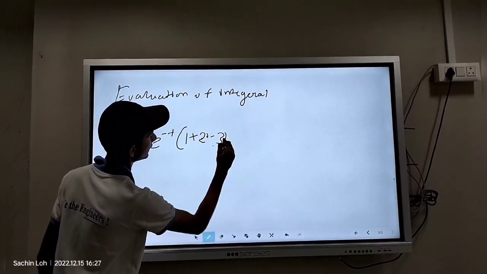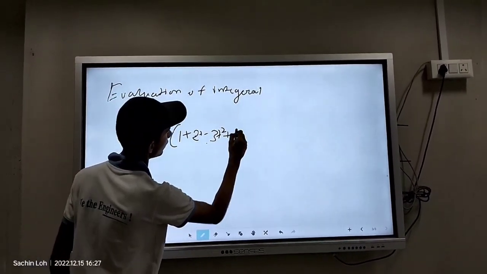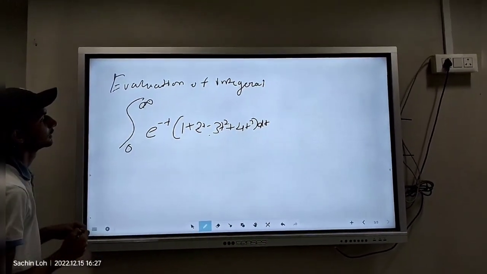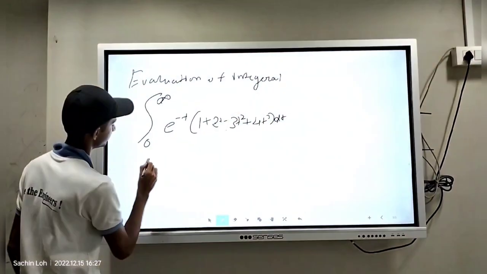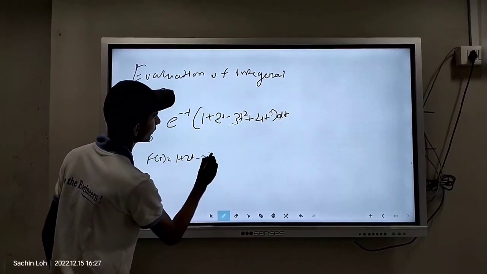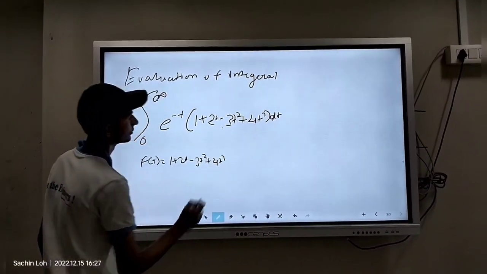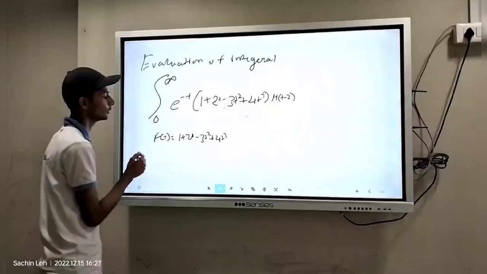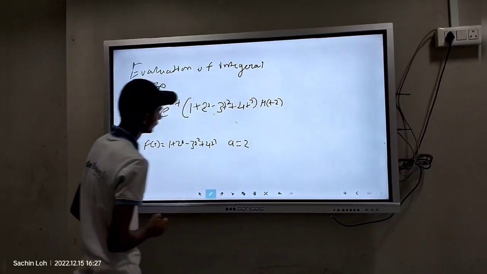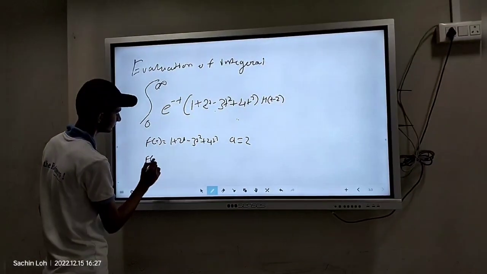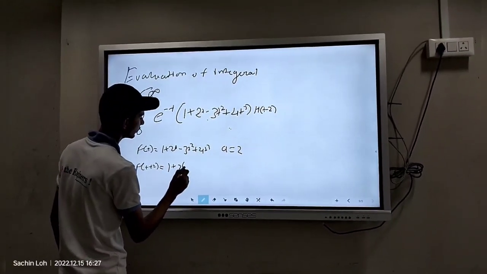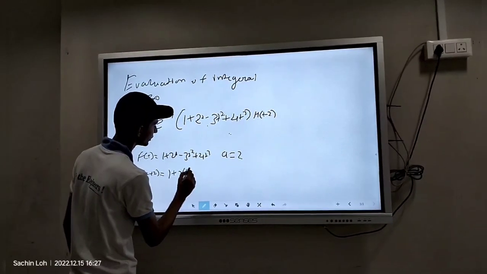1 plus 2t minus 3t square plus 4t cube dt. So first we know that f of t is 1 plus 2t minus 3t square plus 4t cube. Here a is equal to 2. So first we find f of t plus 2. We put the value t plus 2 in the given equation.